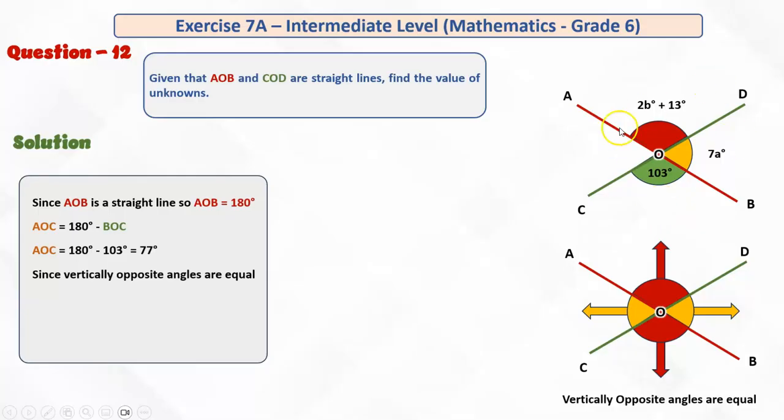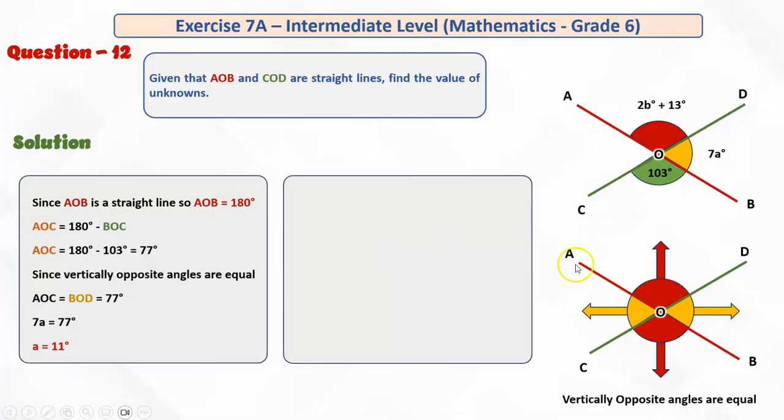So coming back to the question, we know that vertically opposite angles are equal. This means that AOC, which is 77 degrees, should be equal to DOB, which is 7A. This means AOC is equal to 7A is equal to 77 degrees, which means A is equal to 11.